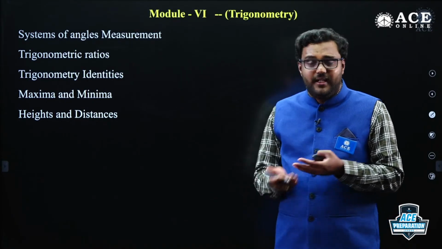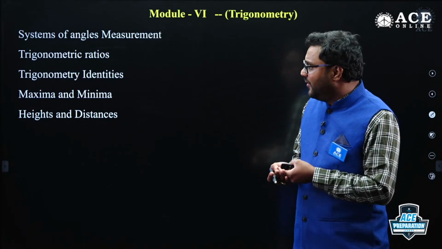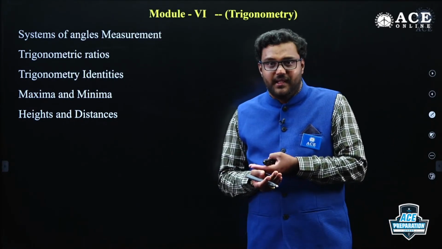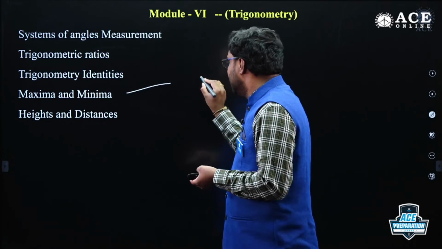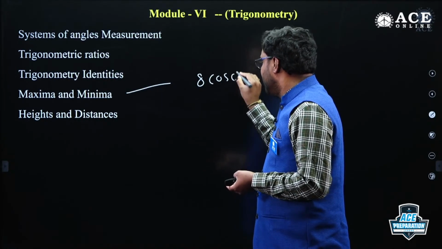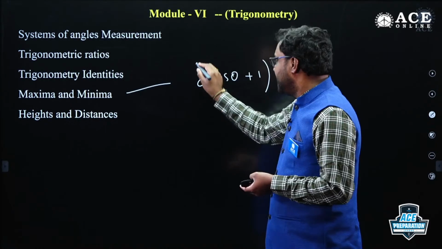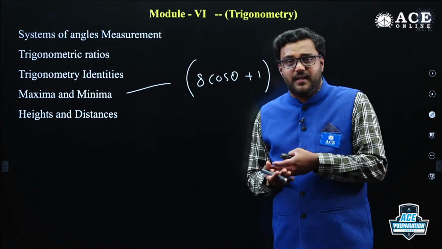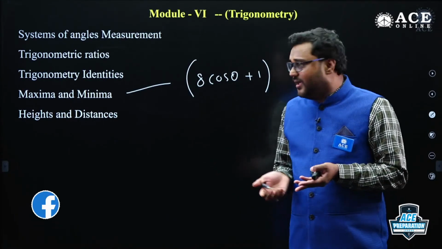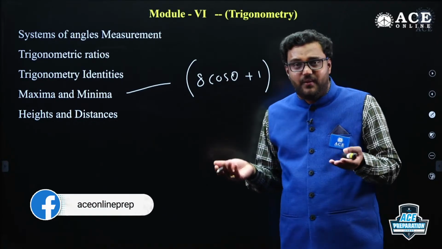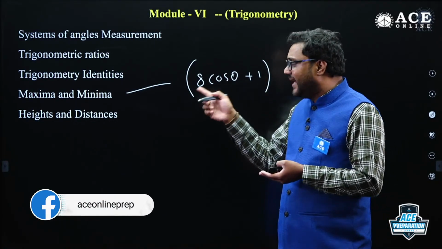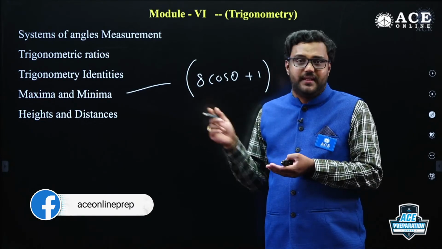Identities, sin square theta plus cos square theta is 1, all those things, and maxima and minima. They'll give, say, 8 cos theta plus 1. What is the maximum value of this function? As cos theta's maximum value is 1, the maximum value of this function is nothing but equal to 9, 8 plus 1. What is the minimum of this function?